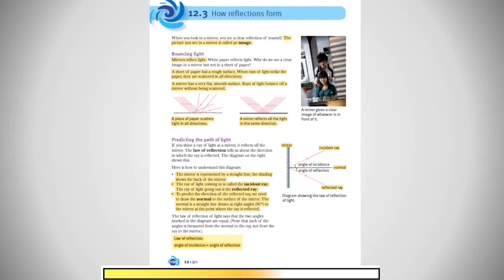Law of reflection: the angle of incidence equals the angle of reflection. So if the angle of incidence equals 30 degrees, then the angle of reflection is also 30 degrees. If the angle of incidence increases, the angle of reflection will increase. Done? Next now.